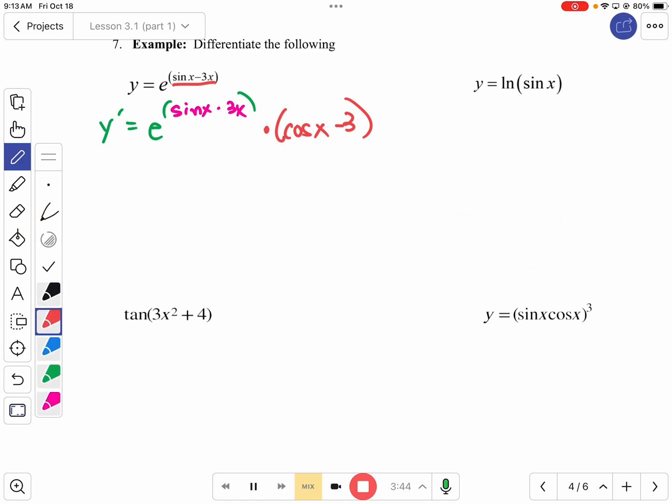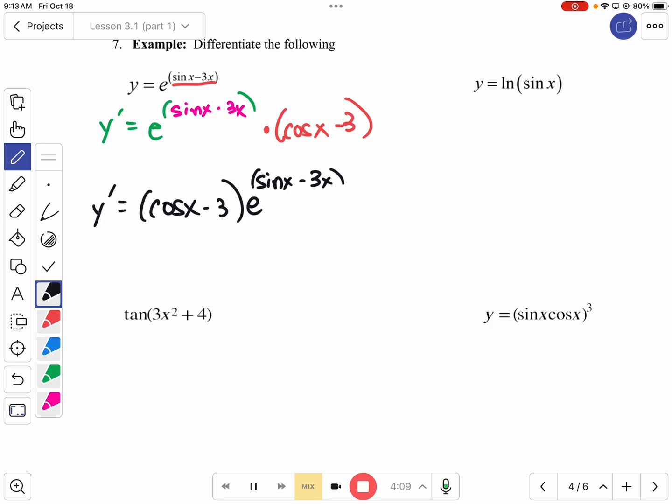Okay. The only way I think they might write this simpler would be to put that cosine x minus 3 in front, like a coefficient, but who knows? Okay, but it's still the same stuff, right? They might rearrange the order. Okay, let's look at the next one.